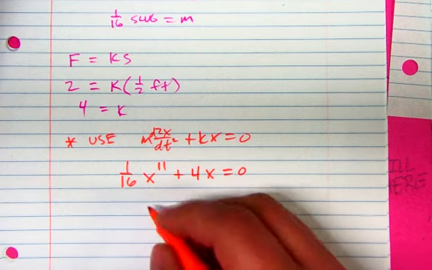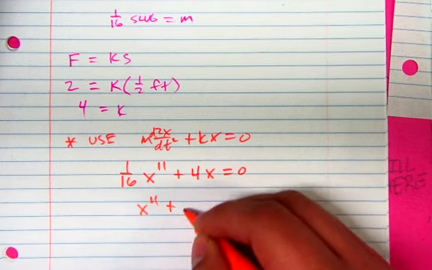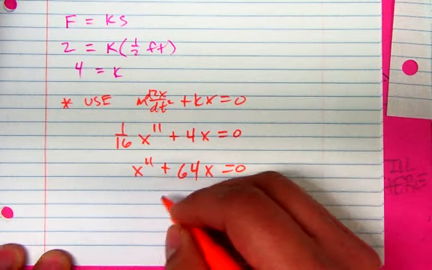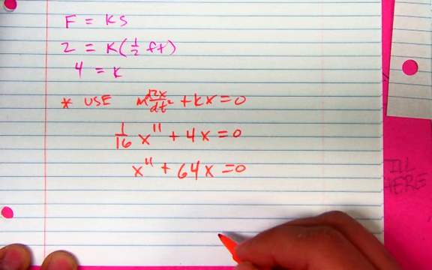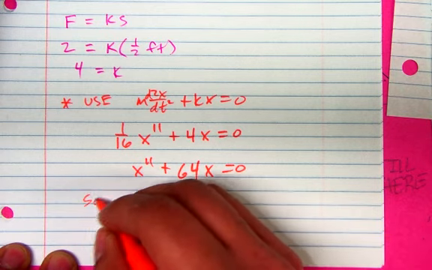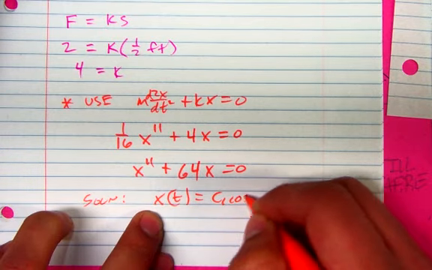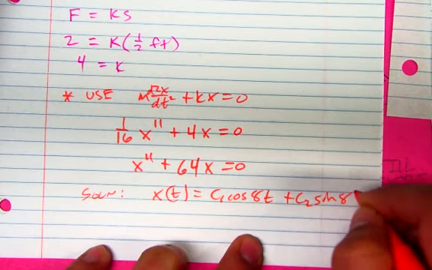And then we solve. You can multiply by 16 to make life easier if you want. What are the roots going to be for the auxiliary equation? Plus or minus 8i, so the solution is C1 cosine 8t plus C2 sine 8t.